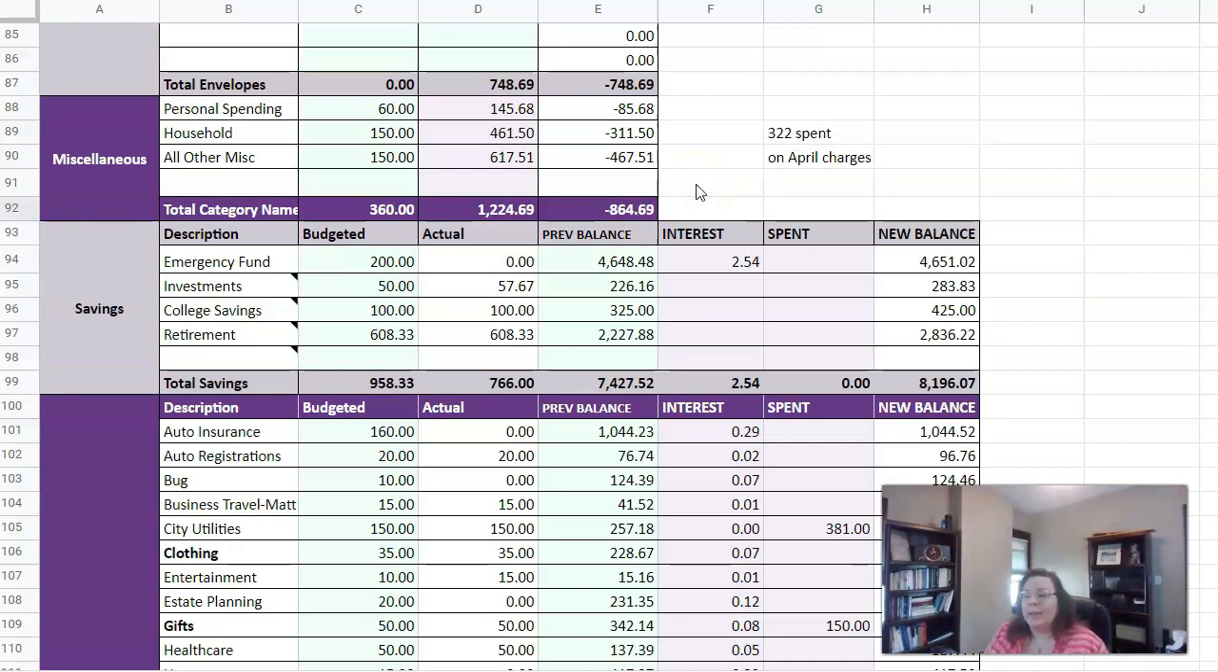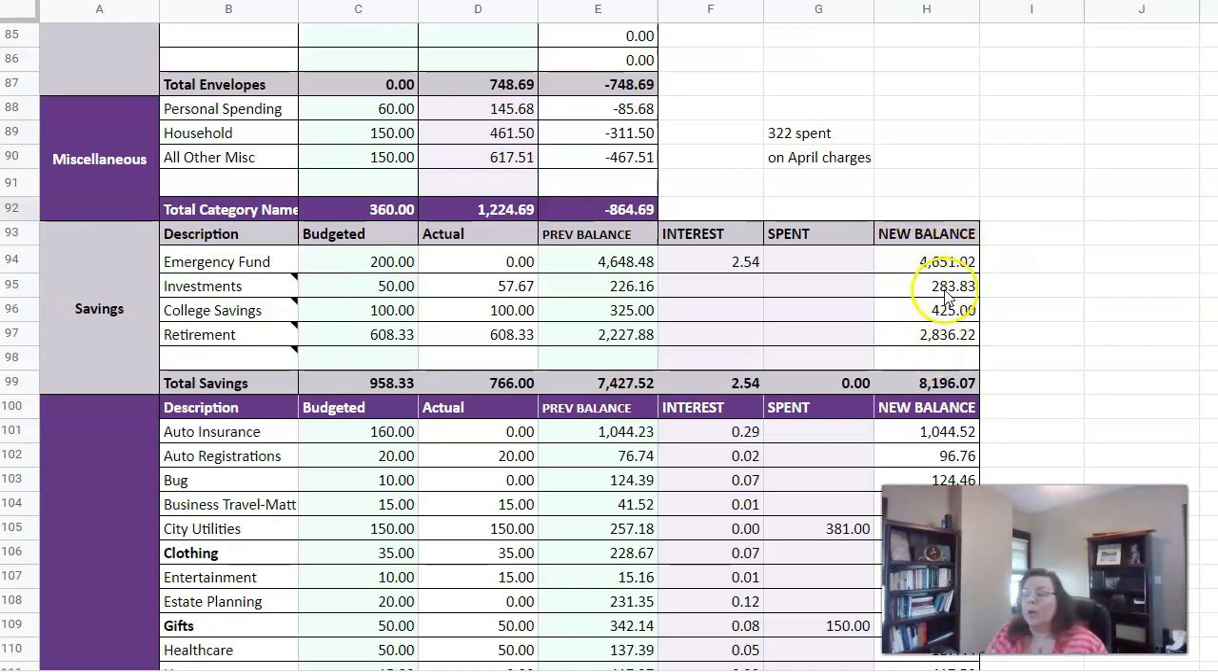Next up is savings. So we did nothing to the emergency fund. We did 57 to investments, 100 to college savings, and 608 to retirement, bringing the total to 766. And you can see that's under what we planned. Now, if you go over here, you can see what our balance was at the end of the month. So we have $4,651 in our emergency fund.